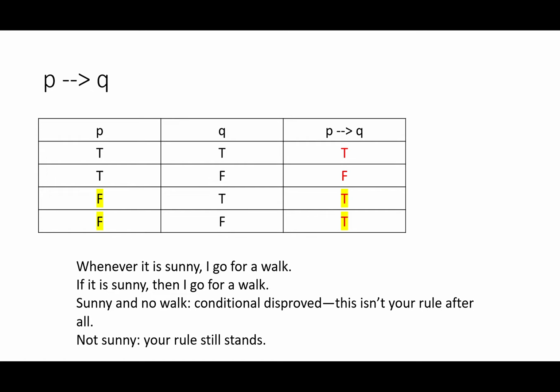Now, if it's not sunny, my rule stands. It doesn't matter whether I go for a walk or not. I can go for a walk in the rain, or a cloudy day, or at nighttime. That doesn't change my rule. I can stay at home, and it doesn't change my rule. Because it's not sunny. The question simply doesn't occur.